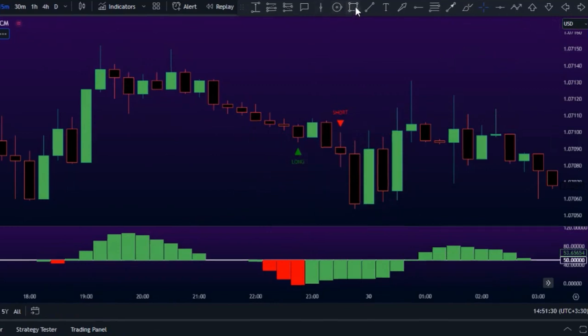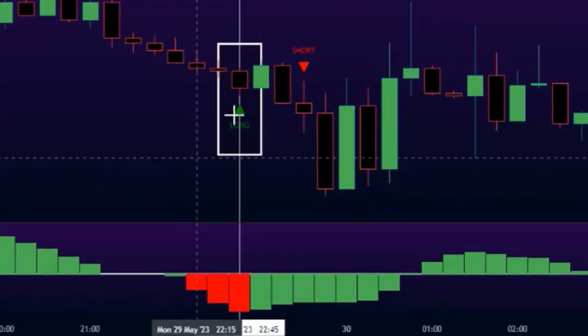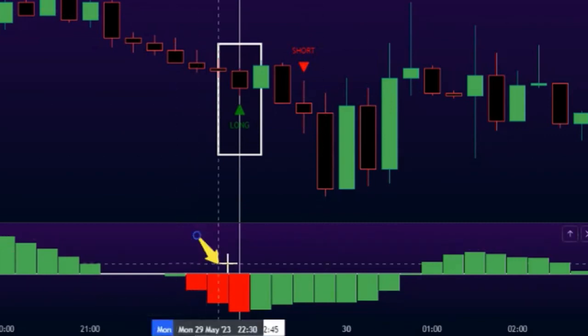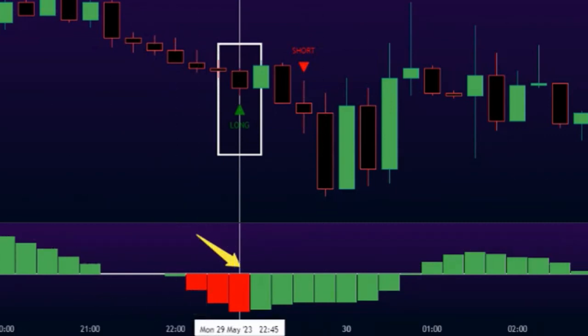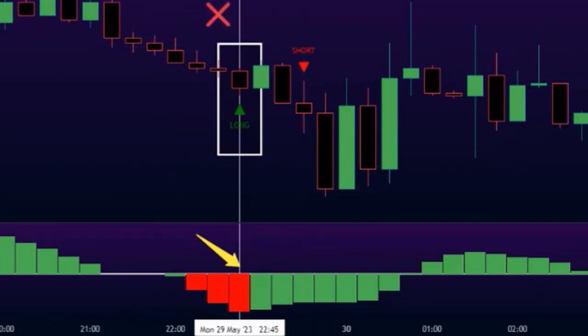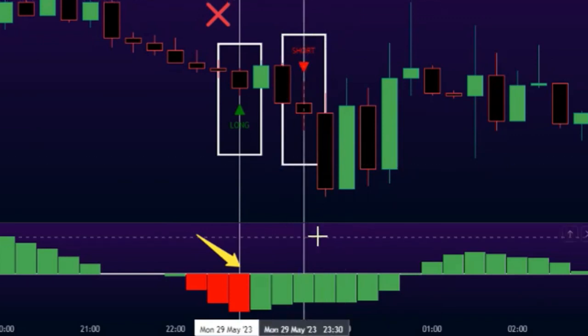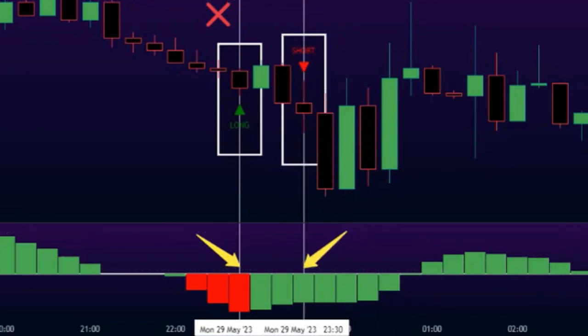For instance, check out this long signal when the market dropped afterwards. The Firefly Oscillator properly dismissed the low quality long setups. Similarly, the short signal that followed was also correctly filtered, as the market didn't move much in that direction.